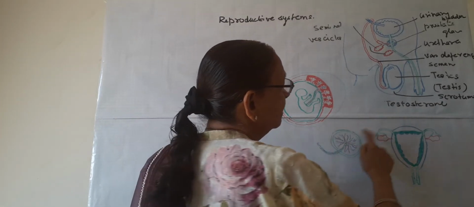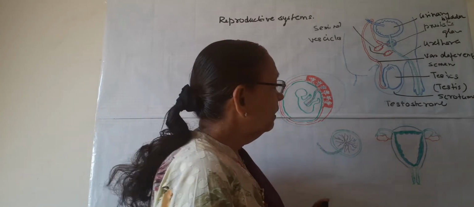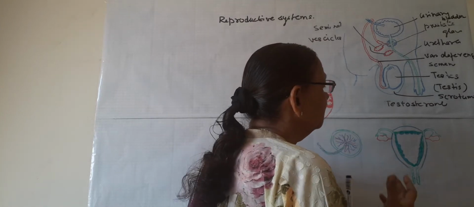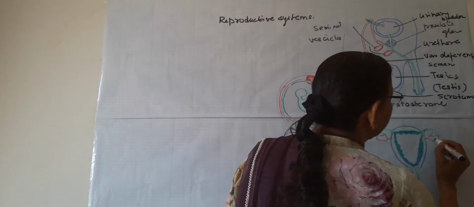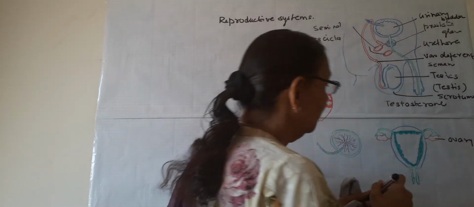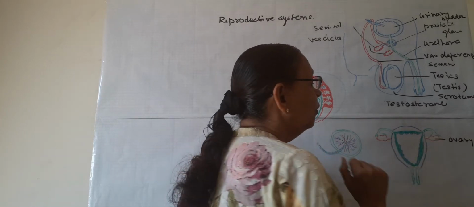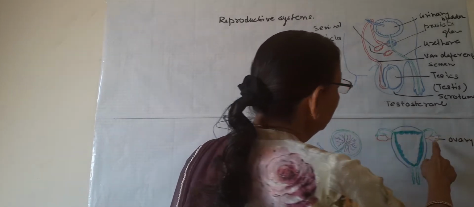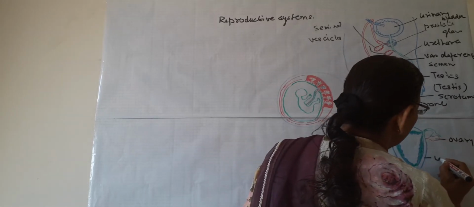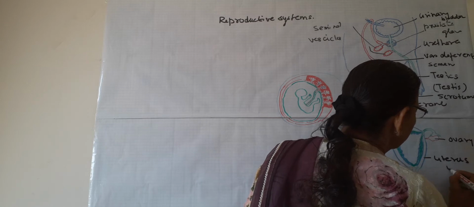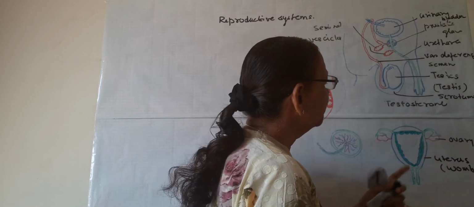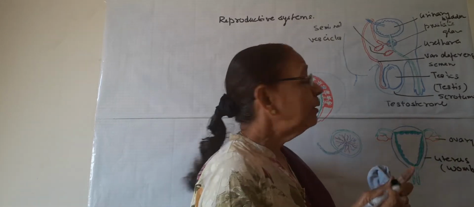Now we will see the female reproductive system. Very simple. It has different parts again. Some of the main parts of this female system are a pair of ovaries. These red ones are ovaries. A pair of ovaries are present, which are connected to this triangular shaped structure, which is uterus, or commonly known as womb. In females, womb or uterus is present, and these ovaries are present.